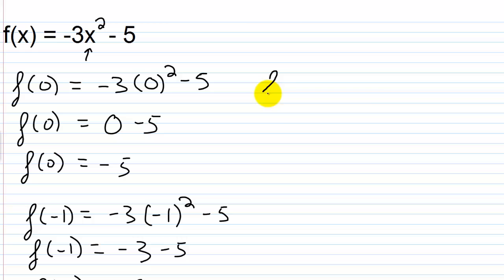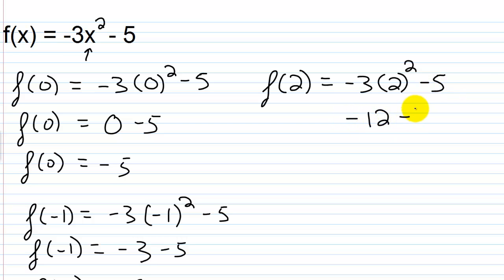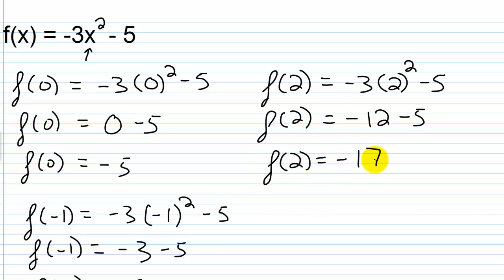Okay, we also want to do f of 2. So f of 2 would be equal to -3 times 2 squared minus 5. 2 squared is 4. 4 times -3 is -12, so this would be -12 minus 5 here. And -12 minus 5 is -17, so f of 2 here would be -17.